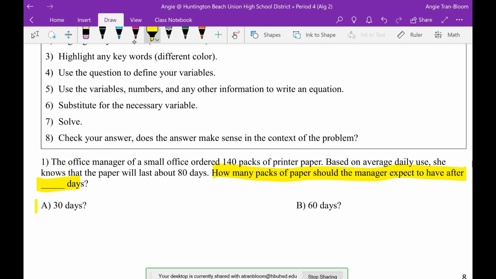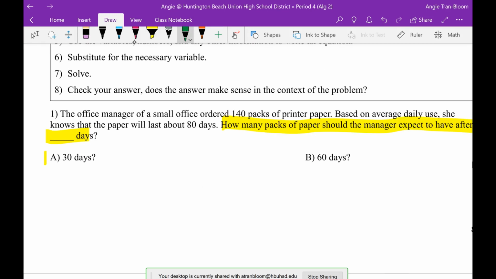Okay. So I don't know exactly the amount, but should the amount left over after 30 days be more than 70 or less than 70? More. Okay. So I want to establish that understanding. So I will have 140 packs of paper.